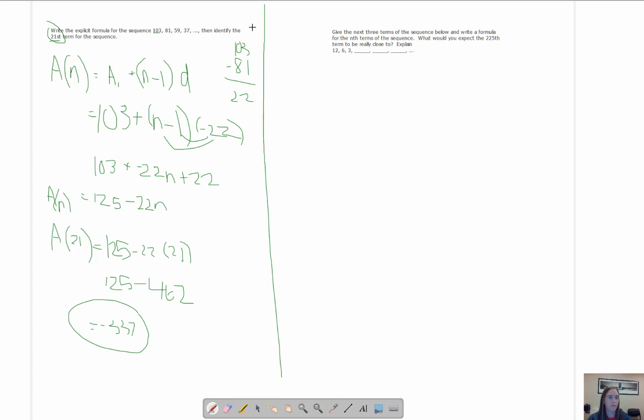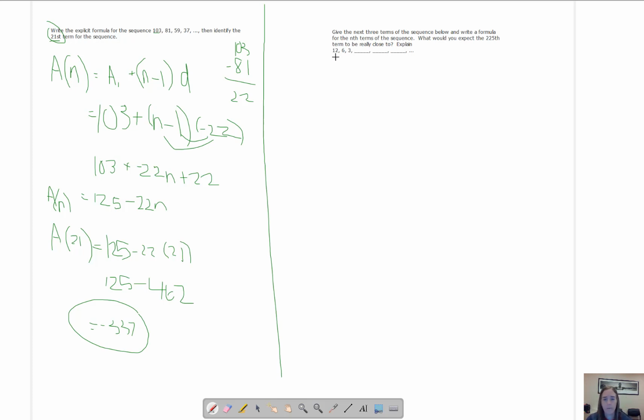So now over here on the right side, we have a geometric sequence. A geometric sequence basically means you're going to multiply or divide something every time, and so there's a different formula that you use for that. This one says give the next 3 terms of the sequence and write a formula for the nth term, and then what would you think the 225th term would be?